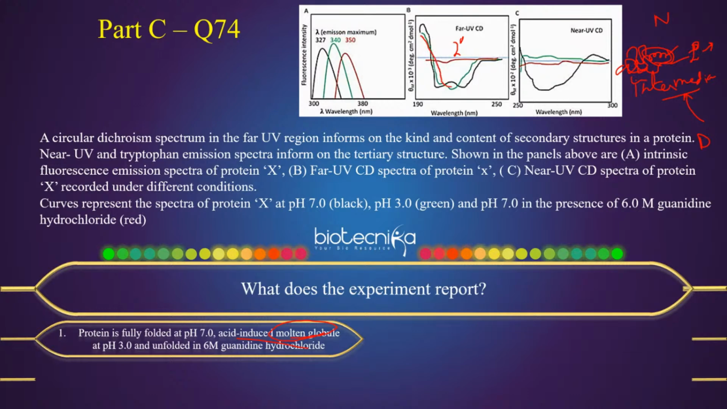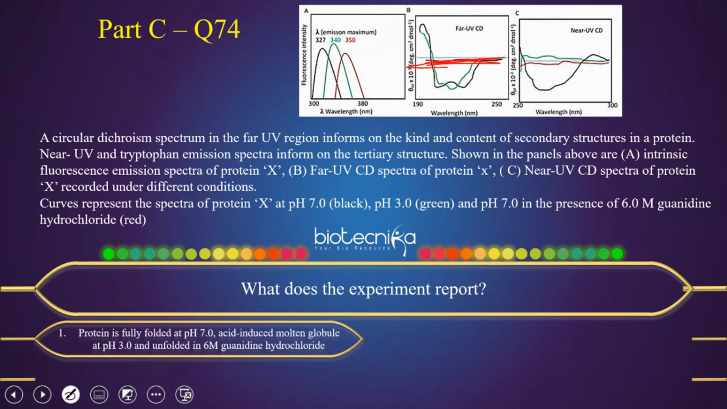See, this green is the acid induced line and the black is the native protein. You see that there is not much change in the two graphs. But yes, the red graph is showing a complete change. It is a flat line. Flat line means that the secondary structure is completely disrupted.